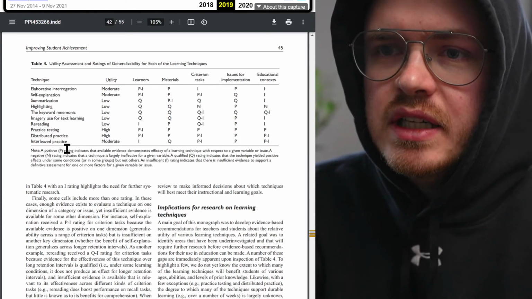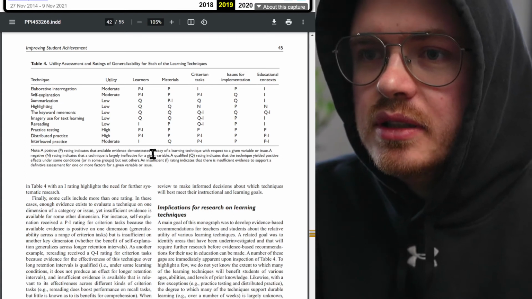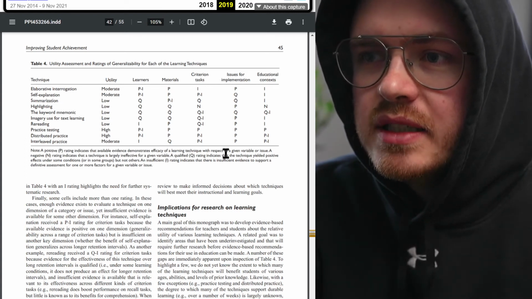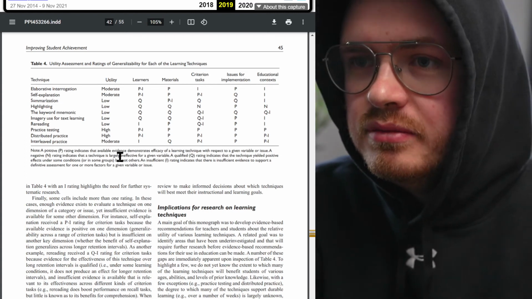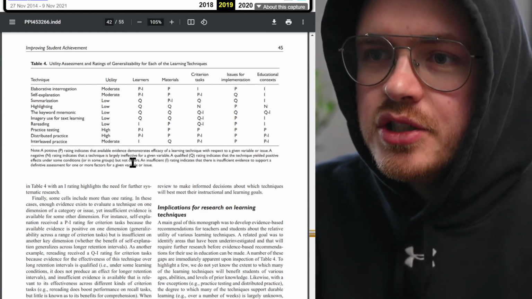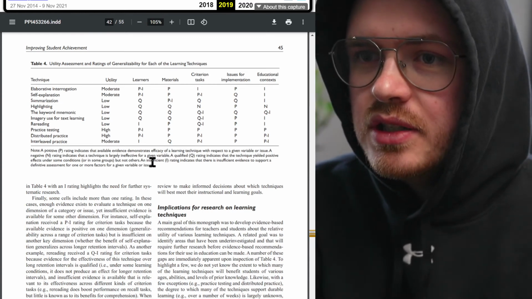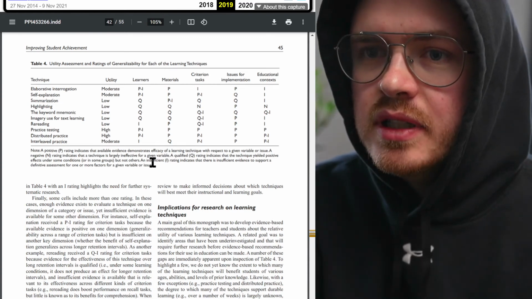So there's some stuff in here like positive indicates efficacy with respect to a given variable. Negative means the opposite. Qualified means under some conditions but not on others. Insufficient means there's not enough data to support anything.